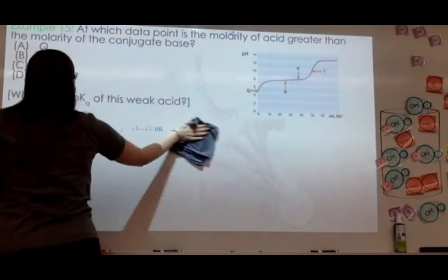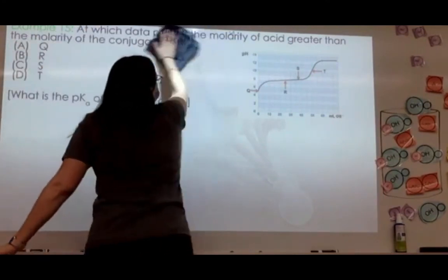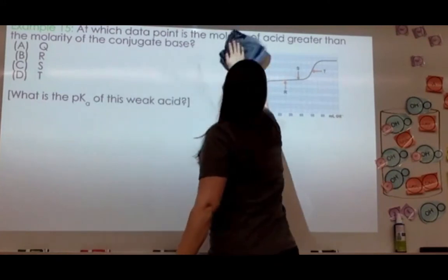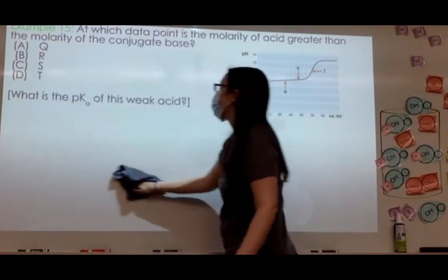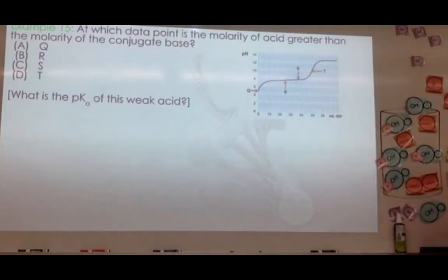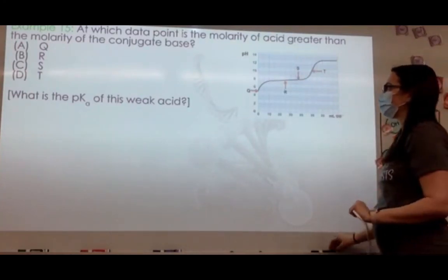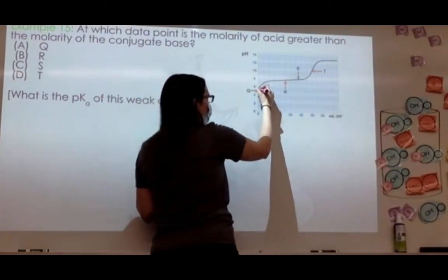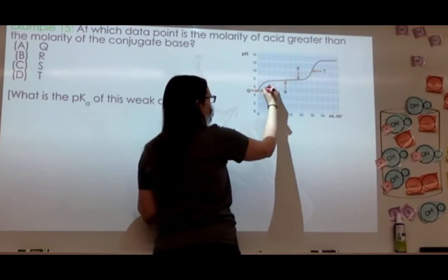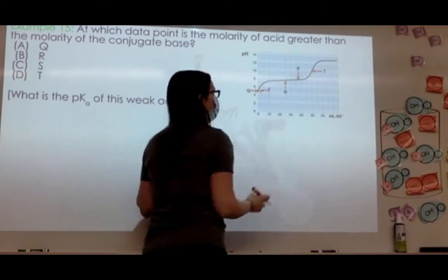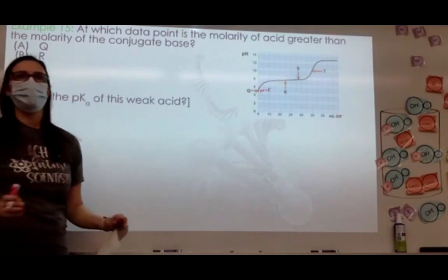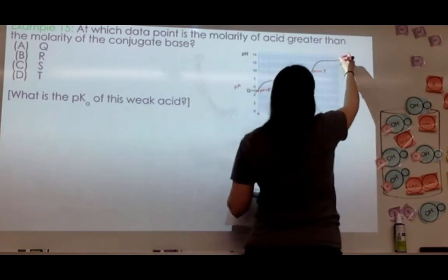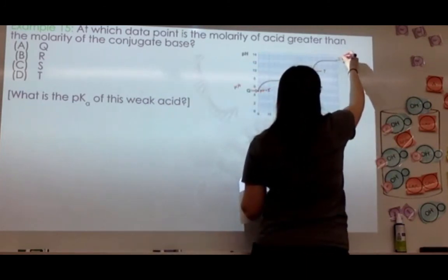So this multiple choice question says, at which data point is the molarity of acid greater than the molarity of the conjugate base? So this is a weak, strong titration. Here's how I know it's weak. Look at the pH. Starting at a pH of 5. That's not a strong acid. That's a weak acid. Ending at a pH of about 13, so that tells me it's a strong base.